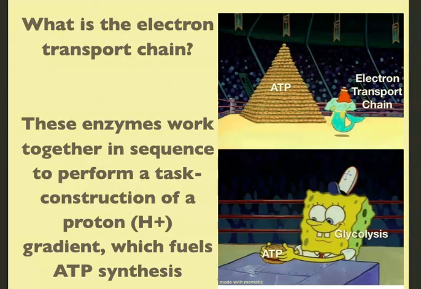So more about the electron transport chain. There are many enzymes and they all work in sequence to perform the task of forming a proton gradient. The proton gradient is then later used by ATP synthase to bring together an inorganic phosphate group and an ADP molecule. We'll talk about that in another video.